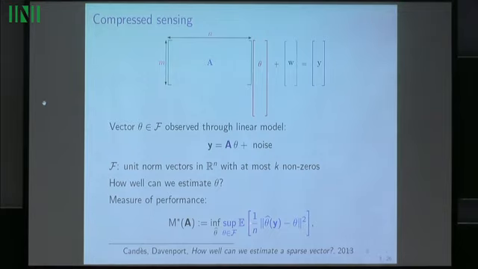Here the question we want to ask is, what is the best possible worst case risk? If I have any estimator theta hat, what is the worst case risk over all thetas in this set F? The set F has unit norm thetas with at most k non-zeros, and we want a nice expression or a lower bound for this worst case risk that depends only on this matrix A. So here are two examples I'll come back to.